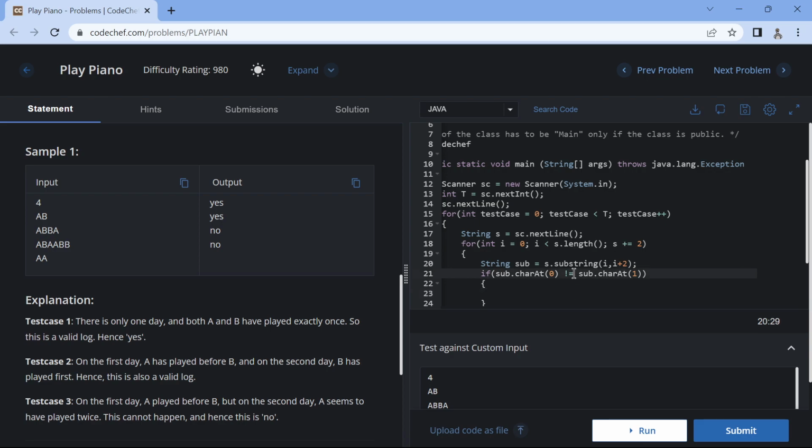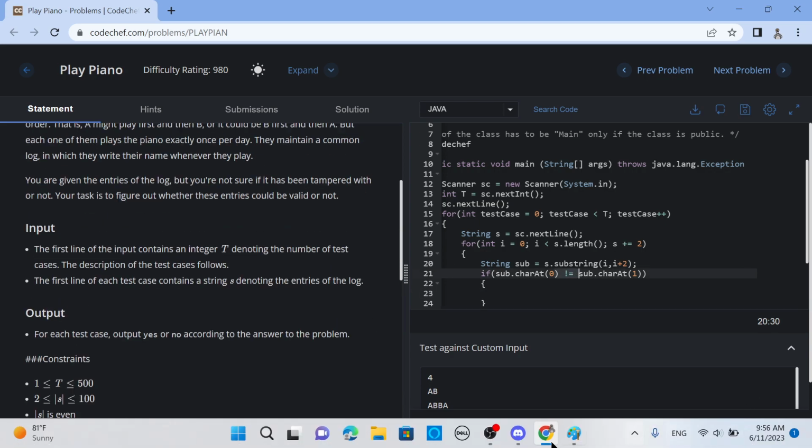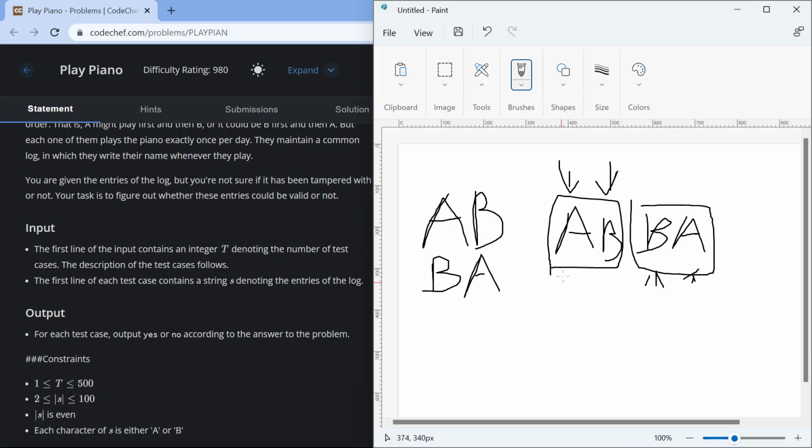The reason this works is that in order for each of them to only appear once, these two cannot be the same. If these were the same, like let's say the log was BB AB, if the two letters are the same, that means the same person played twice in a day.